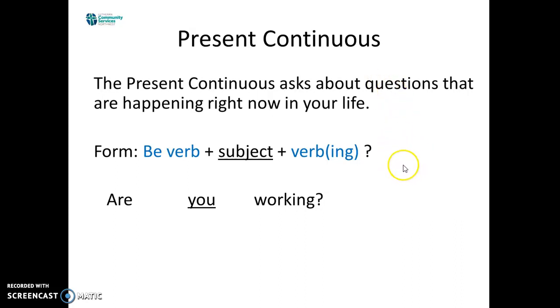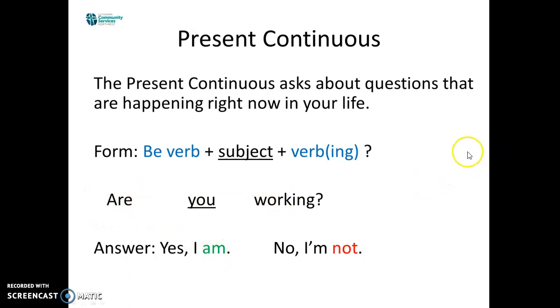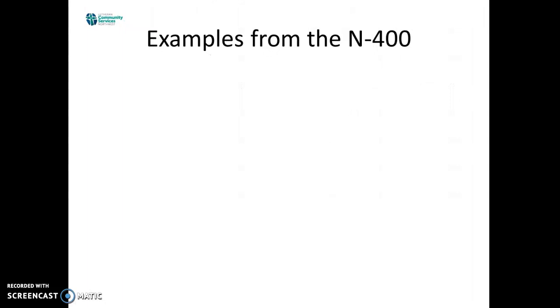How do we answer these questions? We say, yes, I am, or no, I'm not. You'll notice we use be verb in the answer, because be verb is starting the question. Let's look at some examples from the N400.